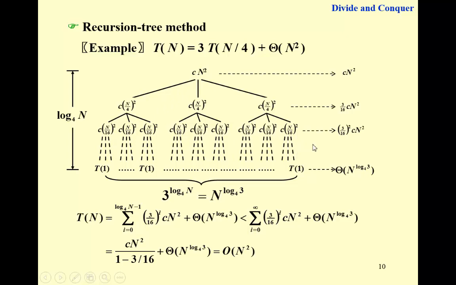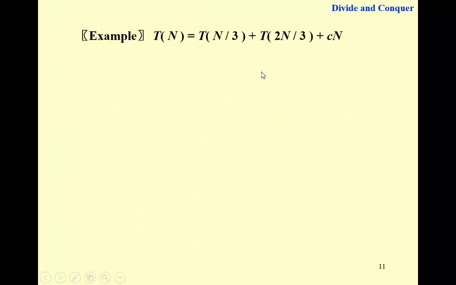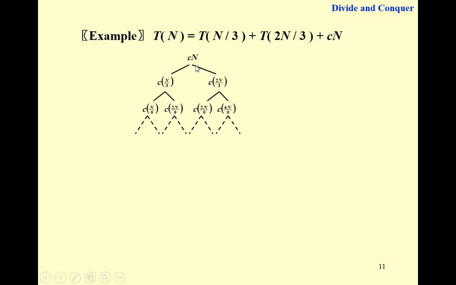Okay, let's look at another example where the tree is no longer balanced. A situation like this. Therefore we start from T of n and break it down into a constant times n, and then with two parts, T of a third of n plus T of 2/3 of n.